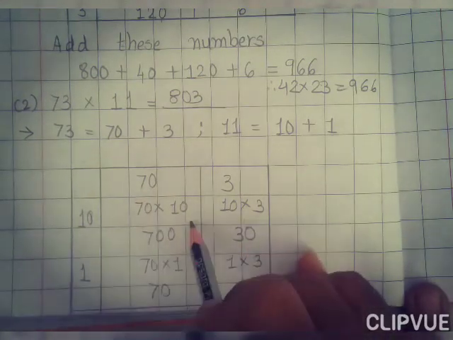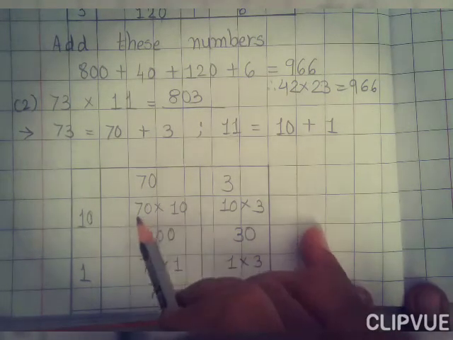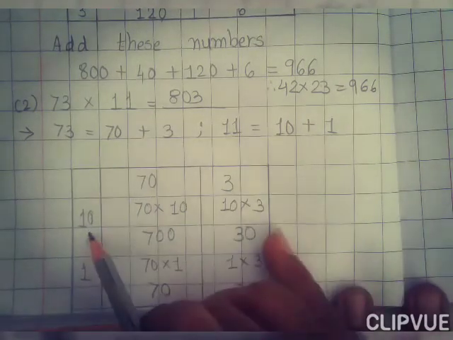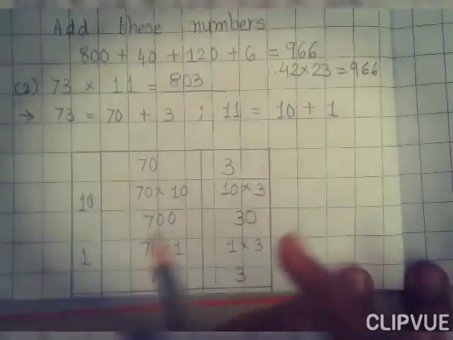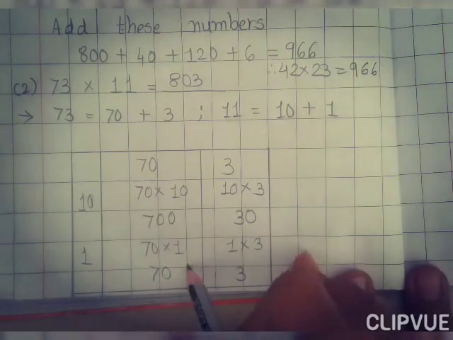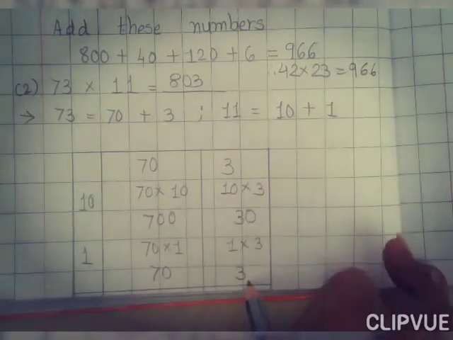70 multiplied by 10, 0 zeros are 0, 2 zeros you have, and the 7 ones are 7. Now the second column and the first row, 10 threes are 30. Same way the second row multiplied with the first column, 1 7 ones are 70, and the second row and the second column it is 1 three is 3.